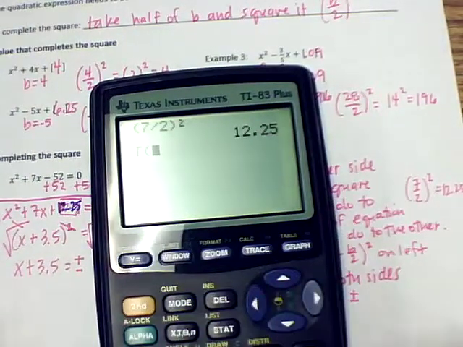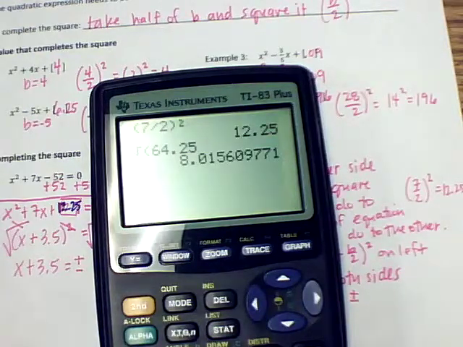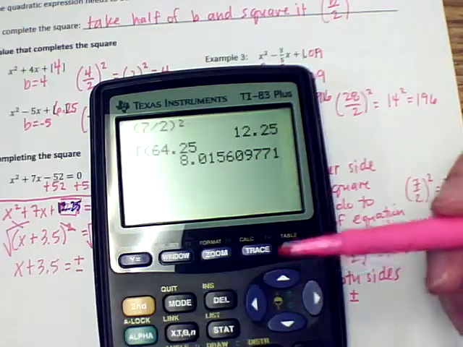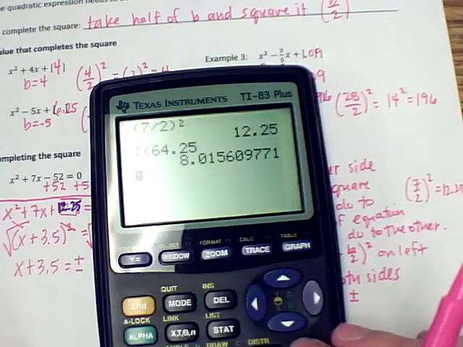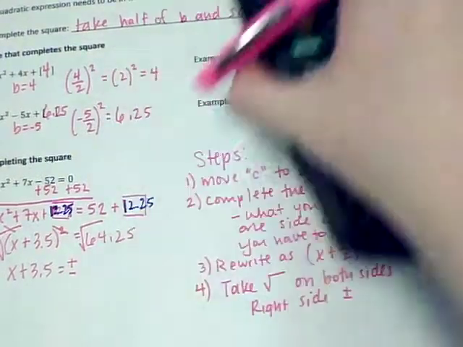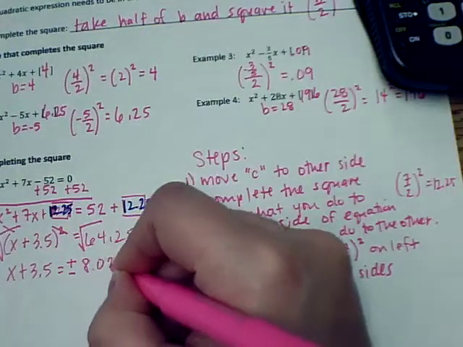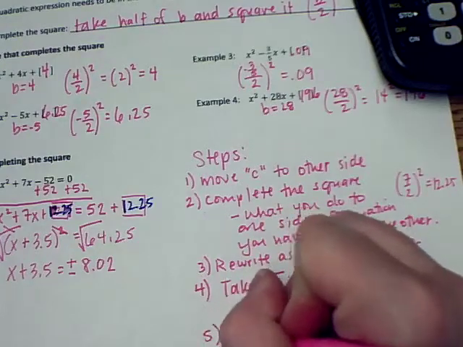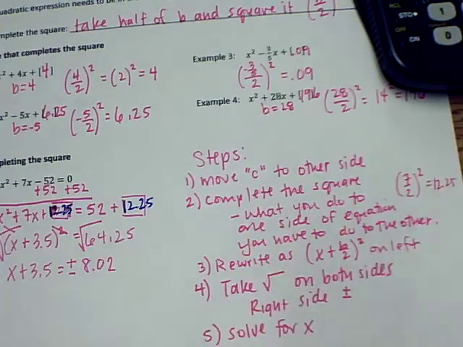Because, let's see what we get. 64.25, the square root of that is, we're going to round to the nearest hundredth, so that'll be 8.02. If I take 8.02 and square it, I should get that. If I take negative 8.02 and square it, I should also get that. That's why we have plus or minus. So this is going to be 8.02. All right, and then the last step is to solve for x.